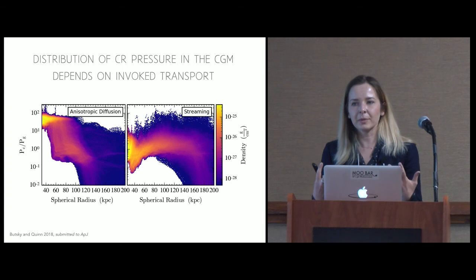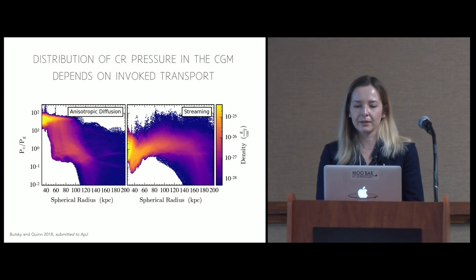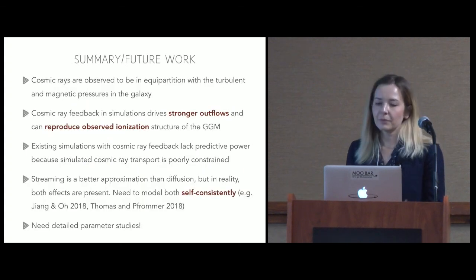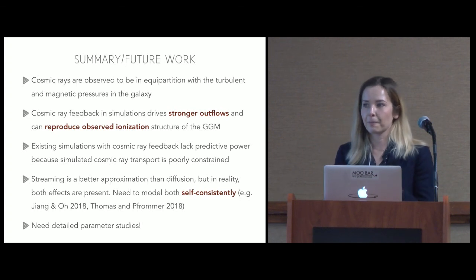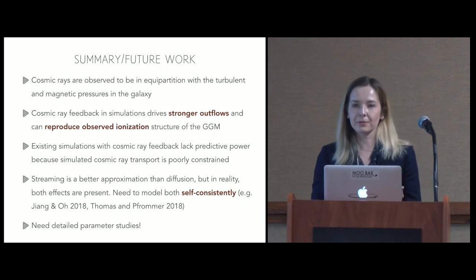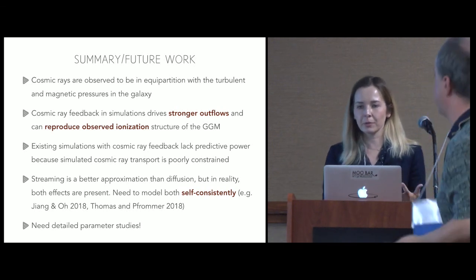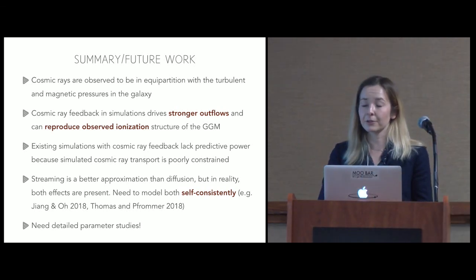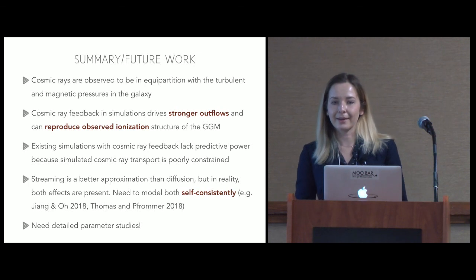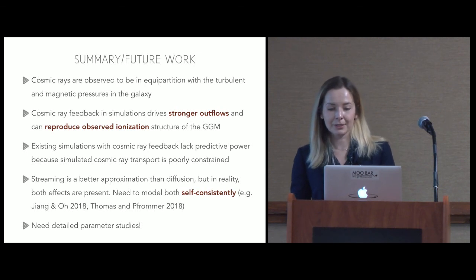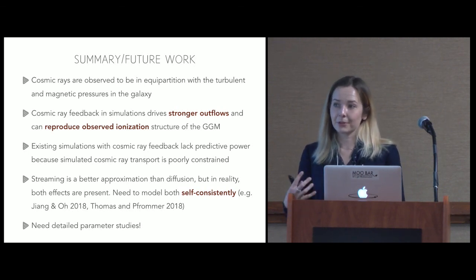And this is kind of a fundamental difference between the two transport models that isn't something that can just be reconciled by changing runtime parameters of one model or the other. And so, in summary, cosmic rays are an important future step for galaxy simulations because we observe cosmic ray pressure to be roughly in equilibrium with magnetic and kinetic and turbulent pressures in the galaxy disk, so we know they're there. And from simulations, we know that they can be pretty dynamically important in galaxy simulations, and they can reproduce the structure of the CGM.